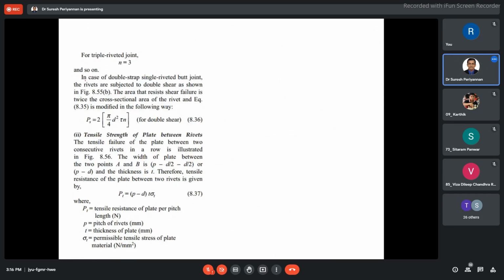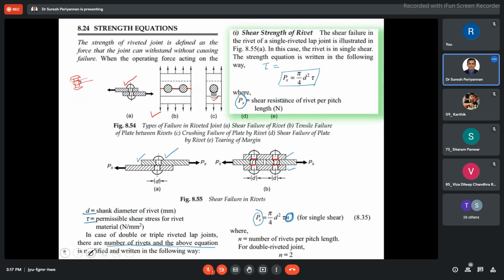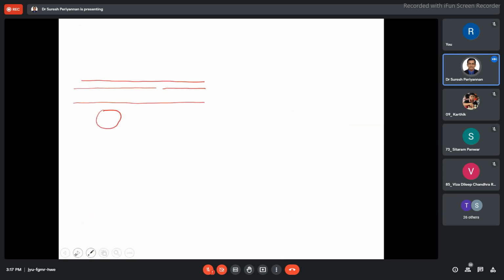In case of a double strap single riveted butt joint, the rivets are subjected to double shear, as we have shown in the earlier figure. The area of resistive failure is twice the cross-section area of the rivet, because there are two rivets' worth of shear area. Here the cross-section area is pi by 4 d square, and here also pi by 4 d square. Hence we are multiplying by 2.